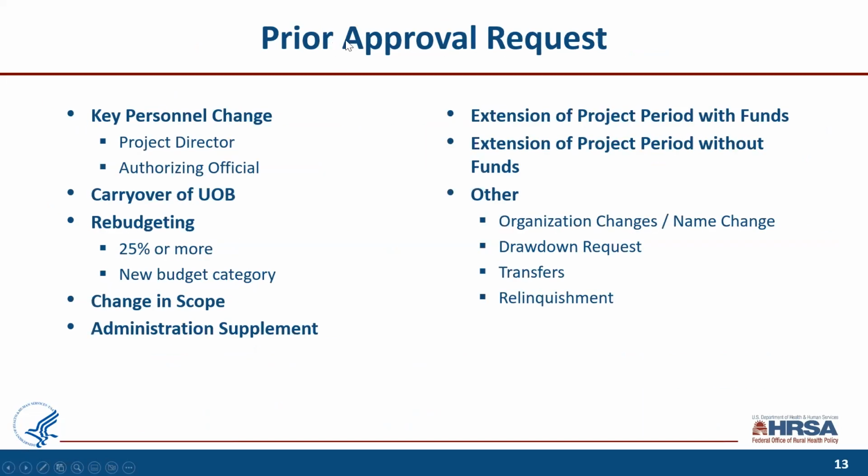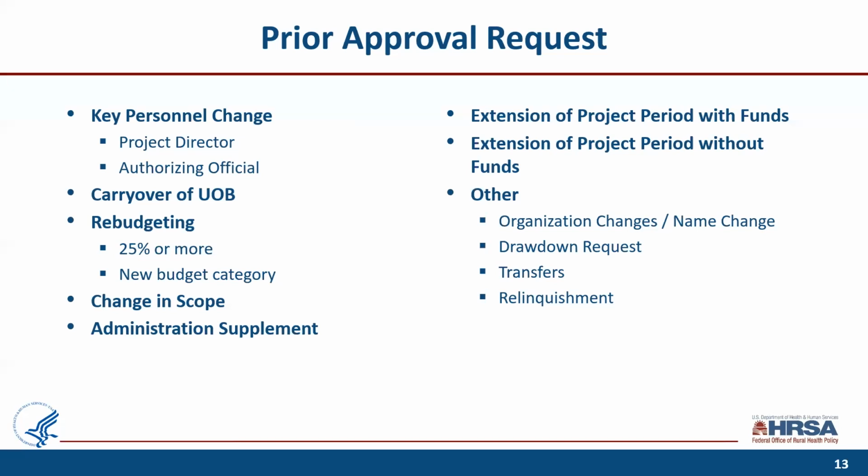Next slide. Thank you. Here are a few post-award reminders that require prior approval requests. Key personnel change, which is the project director, authorizing official, or business official. Please include the cover letter and resume for the key personnel, and also make sure that all of the key personnel are registered in EHB. Carryover, of course, if you have rebudgeting of 25% or more of the total funds, and if you need to request a new budget category, that also requires a prior approval for rebudgeting.